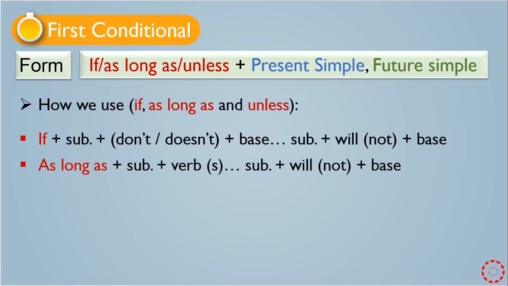And for as long as we have this structure, we have subject and verb. I mean the first sentence is present simple tense, and then in the second sentence, which is future simple, we have subject, will. We have won't. It means it can be in negative form, and then we have base.